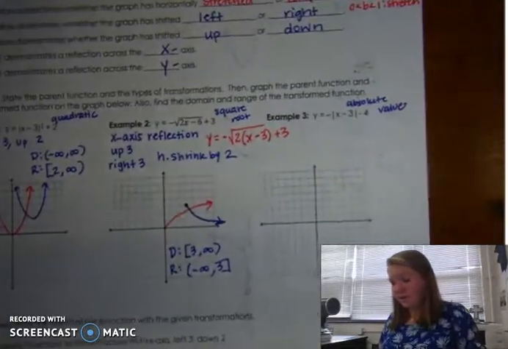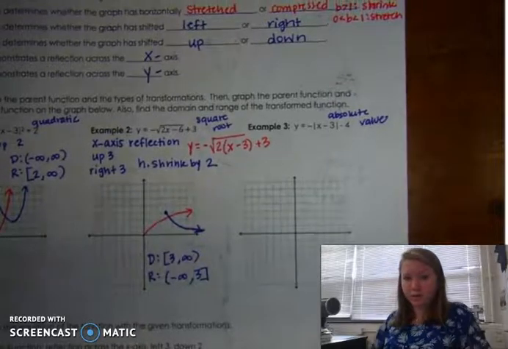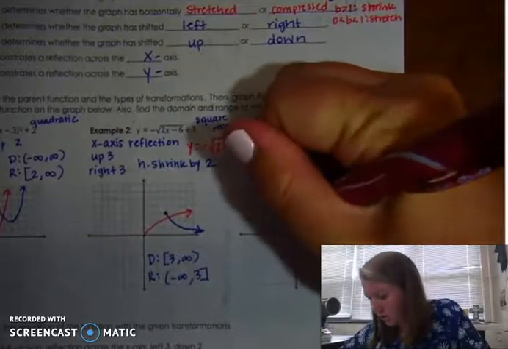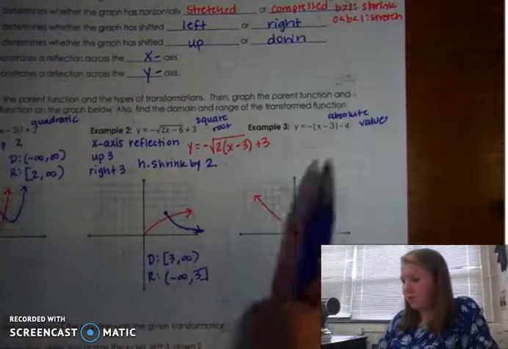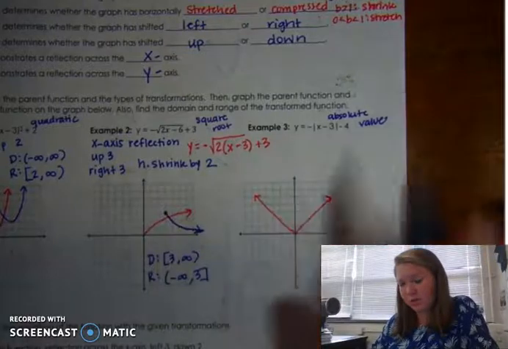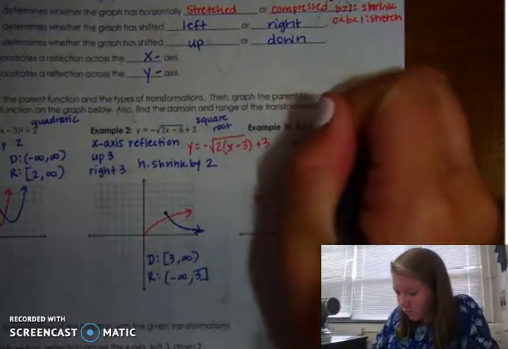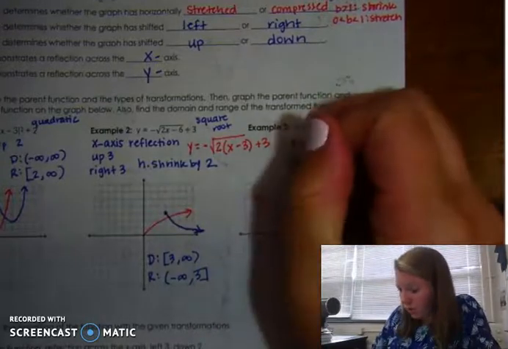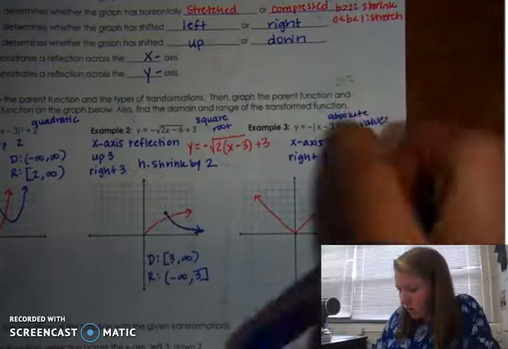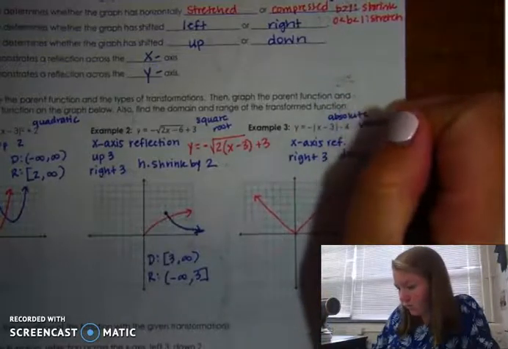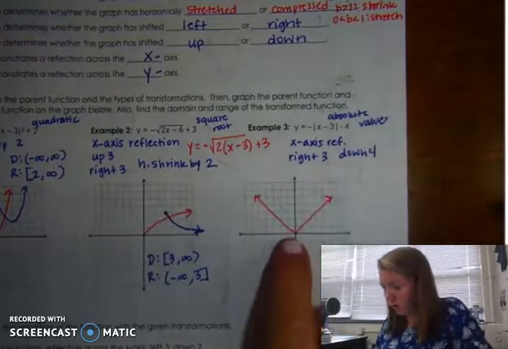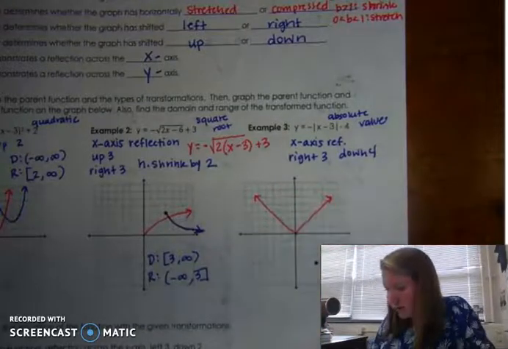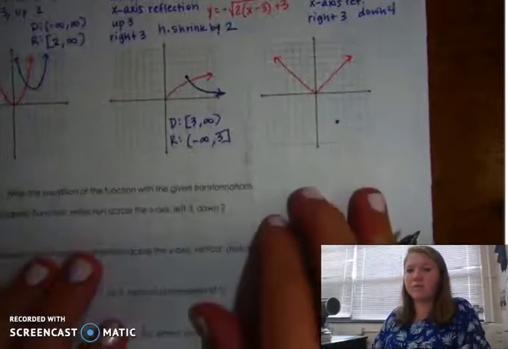All right, and then the last example here is absolute value. So I'm going to sketch the parent function real quick. It's that V shape. We've got 3 transformations. We've got an x-axis reflection. We've got right 3. And we've got down 4. So I'm going to go right 3, down 1, 2, 3, 4. And then an x-axis reflection is just going to flip that V upside down.